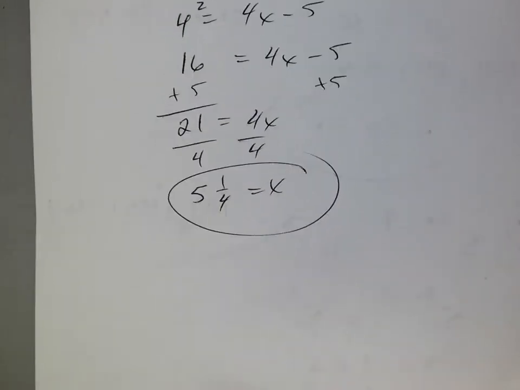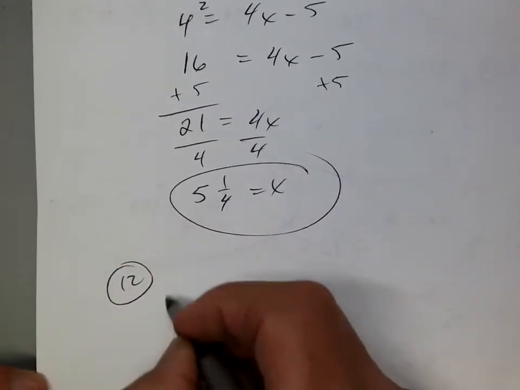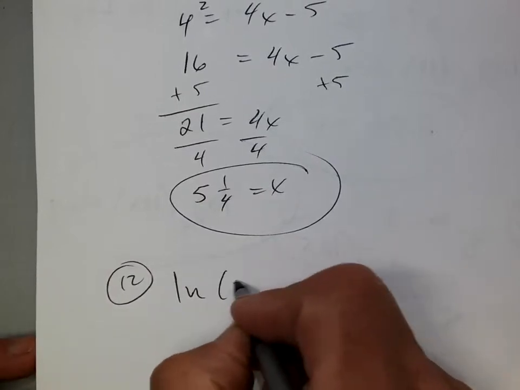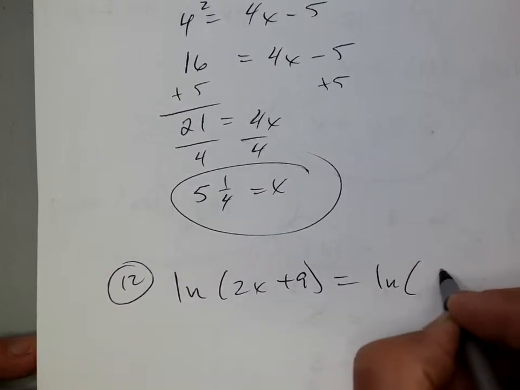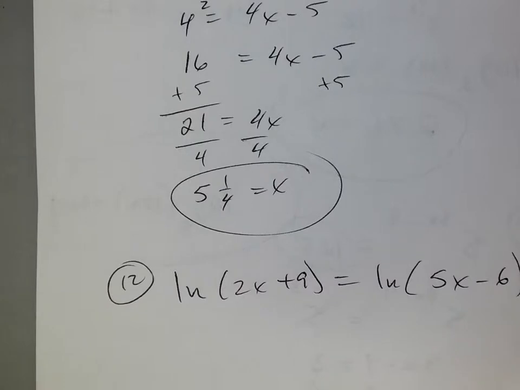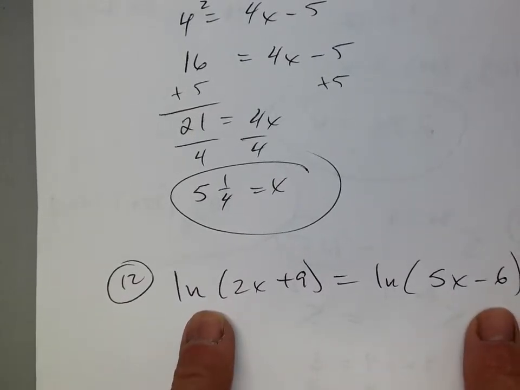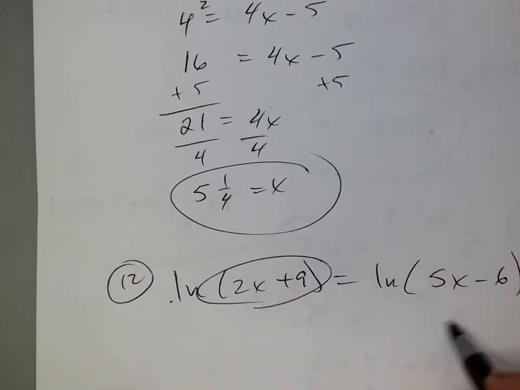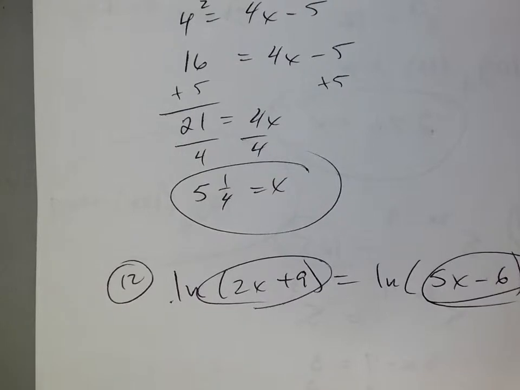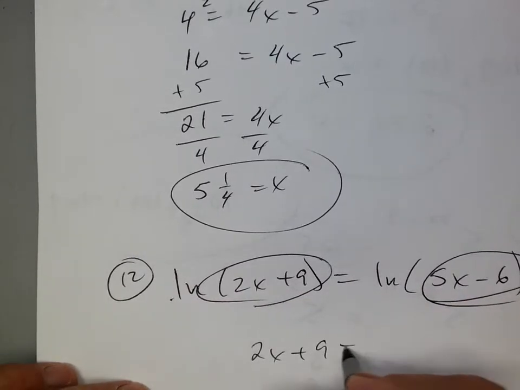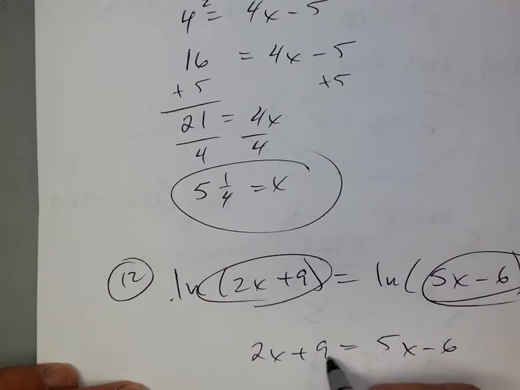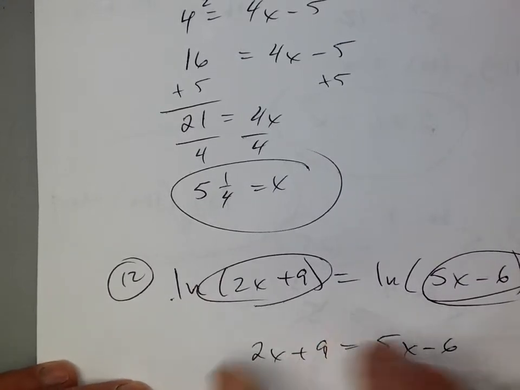12. You guys ready for 12? Ln of 2x plus 9 equals ln of 5x minus 6. Okay, so ln of this equals ln of this, right? Technically, I could take them both to the e power, but really, you can almost cancel and say what's inside here has to equal what's inside this. Does that make sense? So 2x plus 9 must be equal to 5x minus 6. And if you want me to prove it, I can.